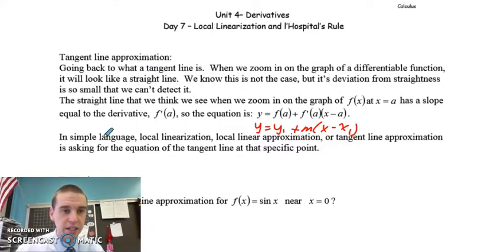So the straight line that we think of when we zoom in is f of x at x equals a, and has a slope equal to the derivative. All this is saying is that it's y equals y1. We are used to seeing it as y minus y1. We just added it over, plus the derivative, or the slope, at x minus x1.